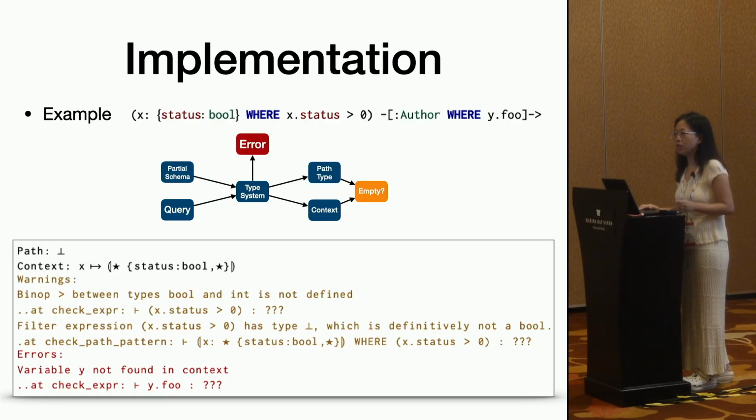For instance, consider the pattern. This query is syntactically valid, but it contains a type inconsistency and a reference to an unbound variable. And the type checker will give us the diagnostics: there is a warning message about the type inconsistency, and there is a variable-not-found error.